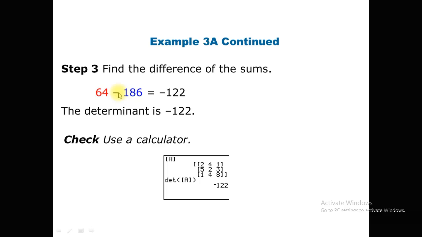These are the sum of the product of the down diagonal entries, and these are the sum of the product of the up diagonal entries. So subtract the sum of the product of the up diagonal entries from the sum of the product of the down diagonal entries, we get the result minus 122. So this is the determinant of the matrix. Dear students, you can check your result by using a scientific calculator, and this is the coding for the determinant using a scientific calculator. Using the scientific calculator and this coding, we get the determinant minus 122.